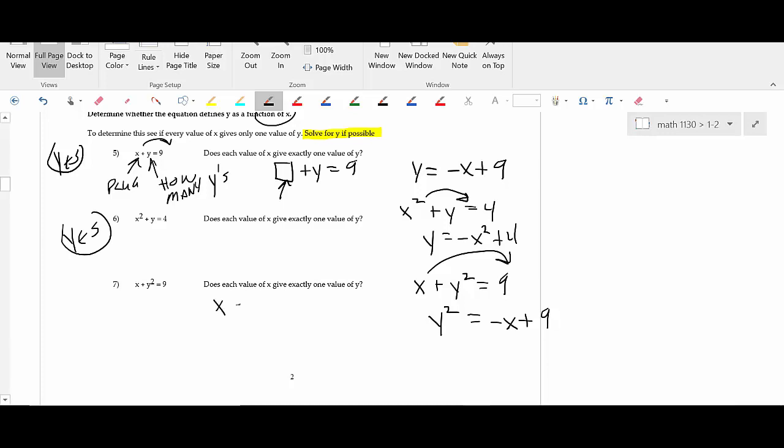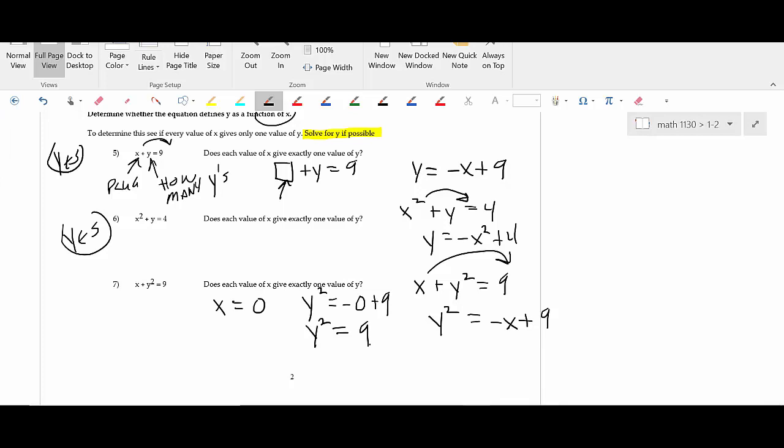What if x is 0? I'm going to keep it real simple. If x is 0, you would have y squared equals 0 plus 9. So you would have y squared equals 9. How many answers are there to this equation? There's 2. What are those 2 answers? 3 and negative 3, right?